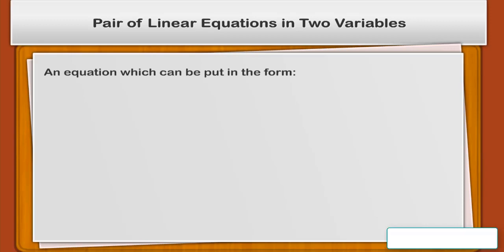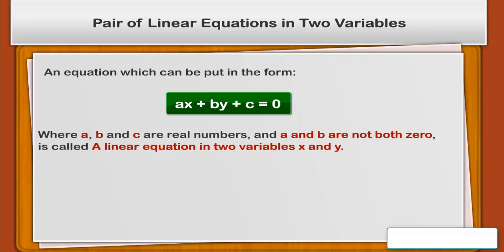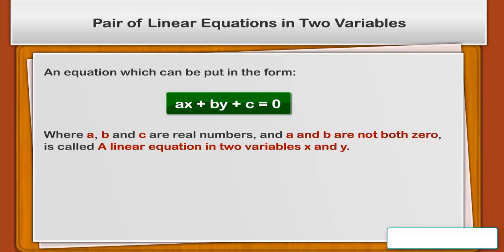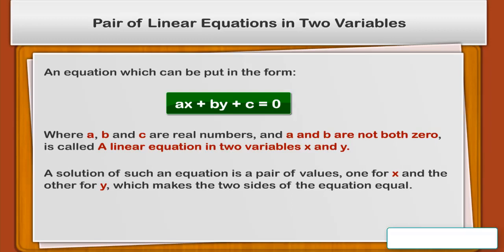We know that an equation which can be put in the form ax + by + c = 0, where a, b and c are real numbers and a and b are not both 0, is called a linear equation in two variables x and y. We also know that a solution of such an equation is a pair of values, one for x and the other for y, which makes the two sides of the equation equal.